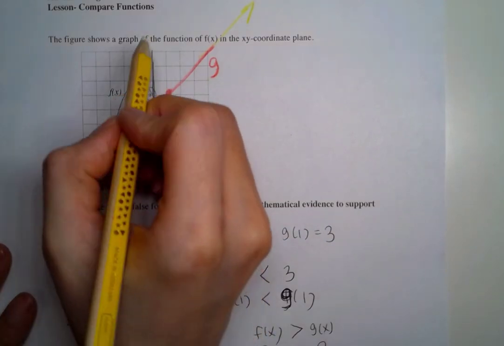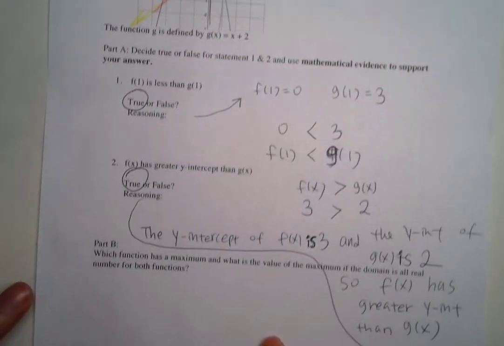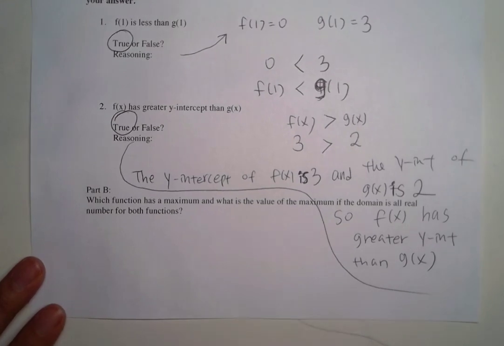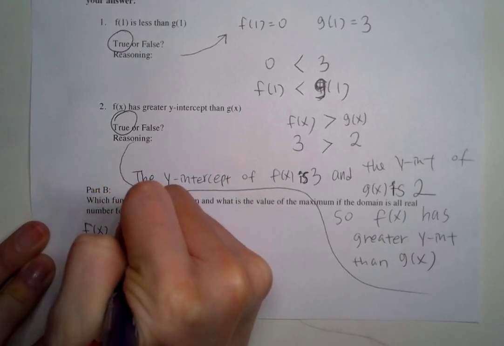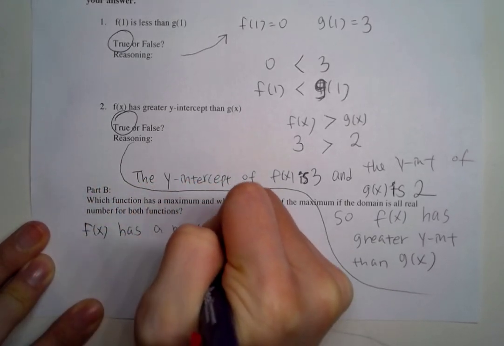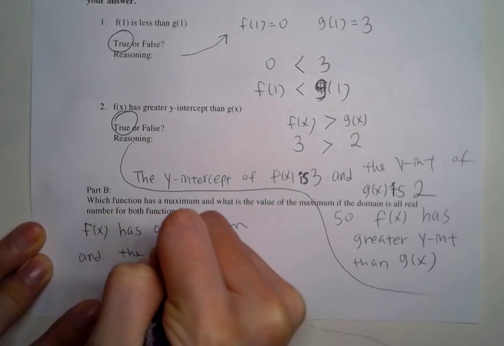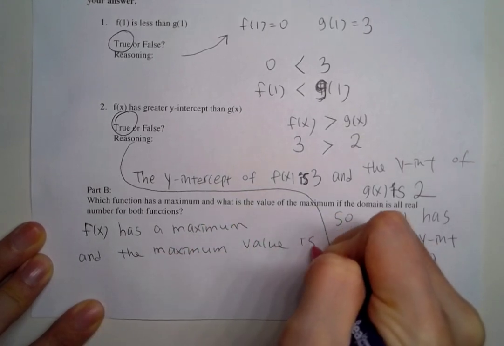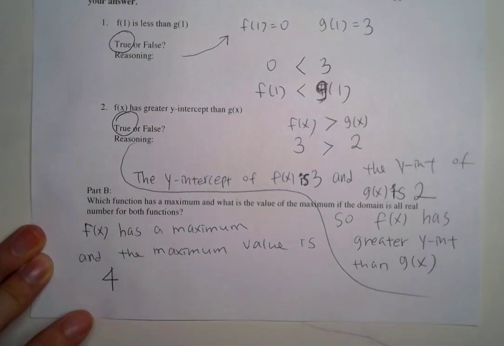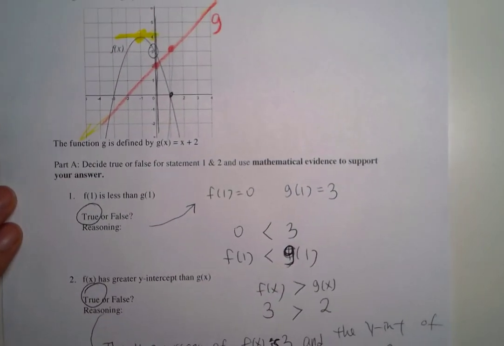So my maximum value is what? Your y value at that point, which is 4. So you can just say: function f of x has a maximum and the maximum value is 4. Then you're done. So this is an ECR comparing graphs, a parabola and a line.